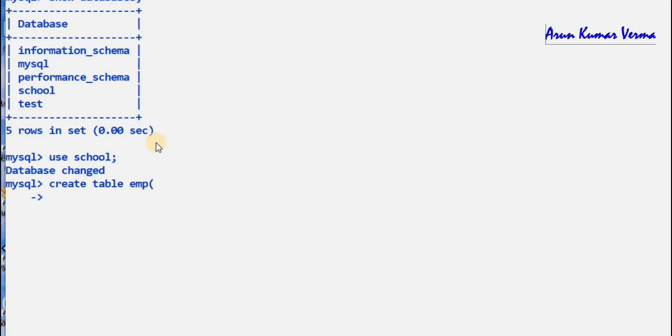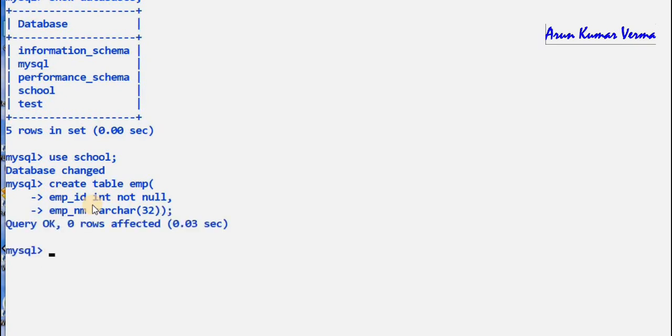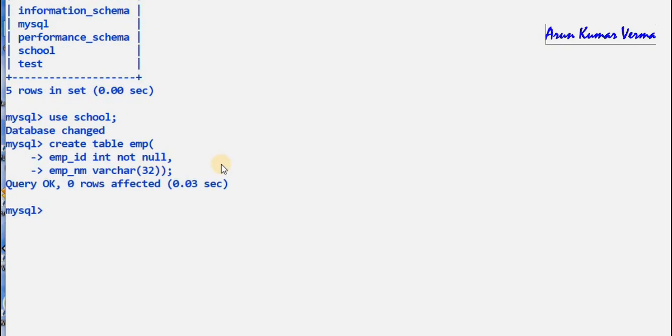Create table employee, and my first field is employee ID, the data type is integer, and I want to make it not null. So write not null here, which means whenever I input a record, this field will never be left blank. Next is emp name, the data type is varchar, 32 characters.